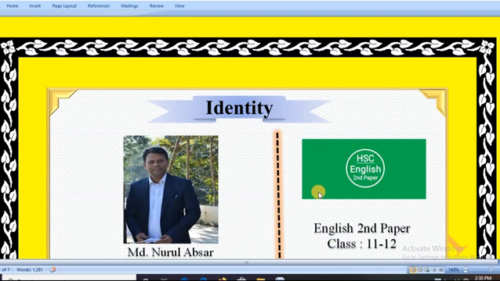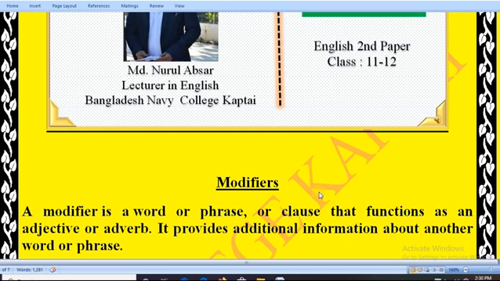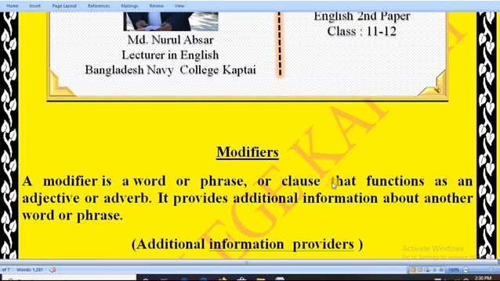Today, I would like to talk about HSC English second paper, and today's topic is modifiers. Before going to the lesson, first look at the definition of modifiers. What is a modifier? A modifier is a word or phrase or clause that functions as an adjective or adverb. That means it provides additional information about another word or phrase. In a word, it means additional information providers. Okay?